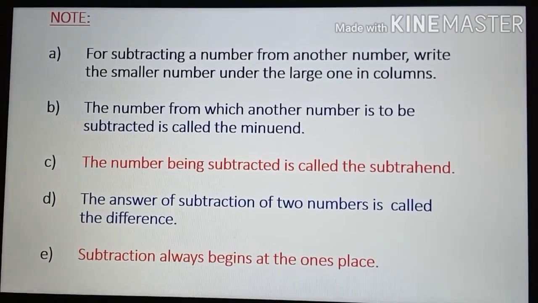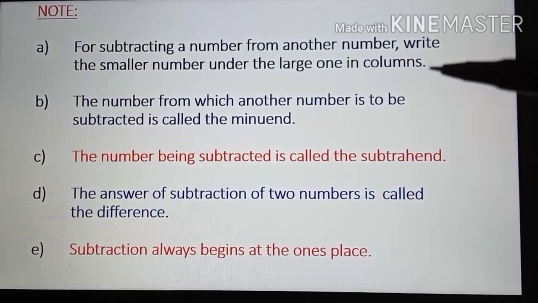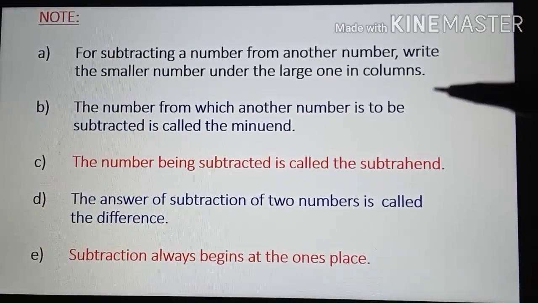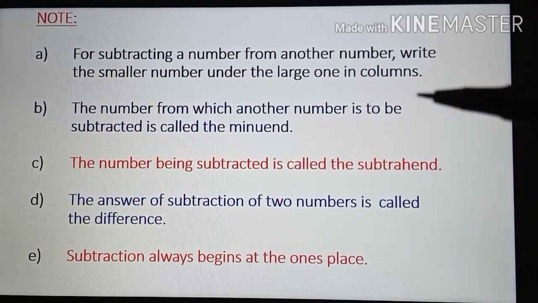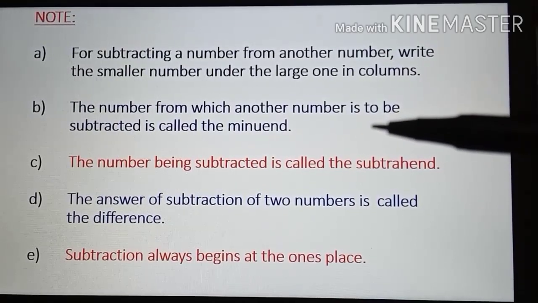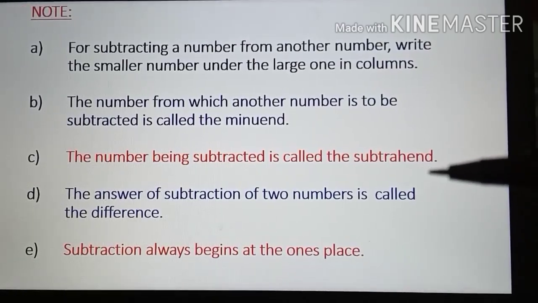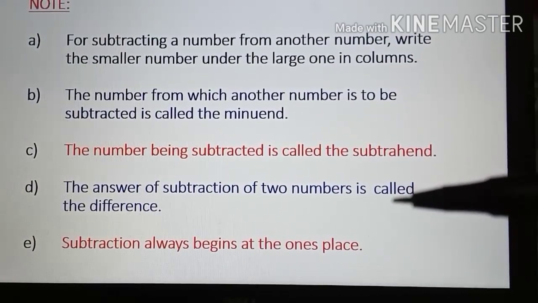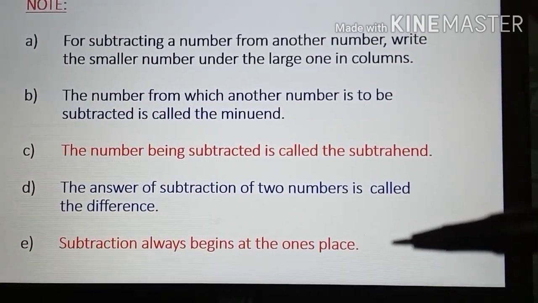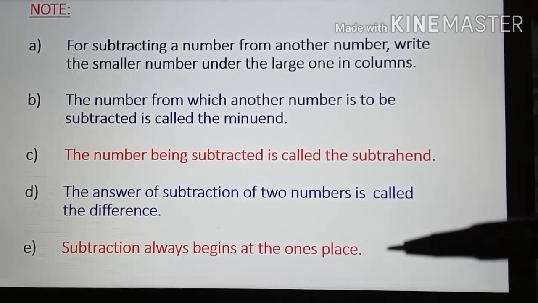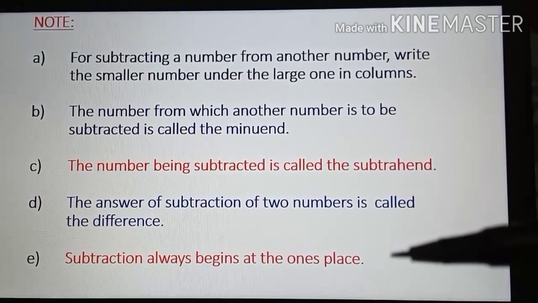Children, for subtracting a number from another number, we always write the smaller number under the larger one in columns. The number from which another number is subtracted is called the minuend. The number being subtracted is called the subtrahend. The answer of subtraction of two numbers is called the difference. Subtraction always begins at the ones place. So these points, children, you will note down in your notebook.